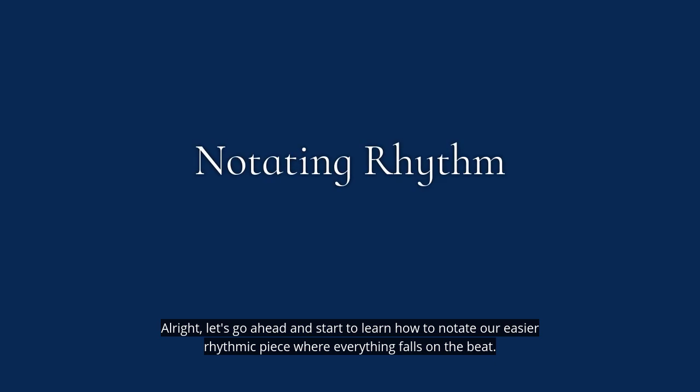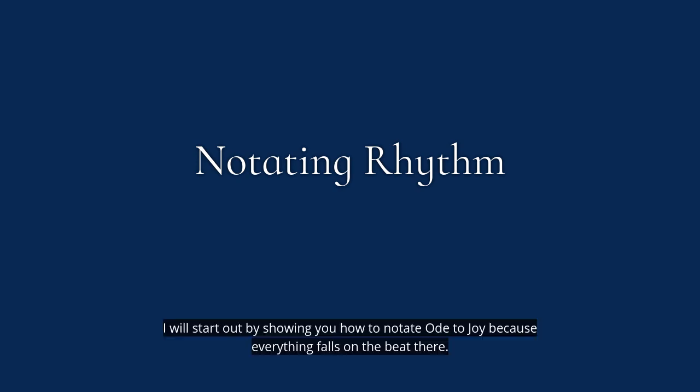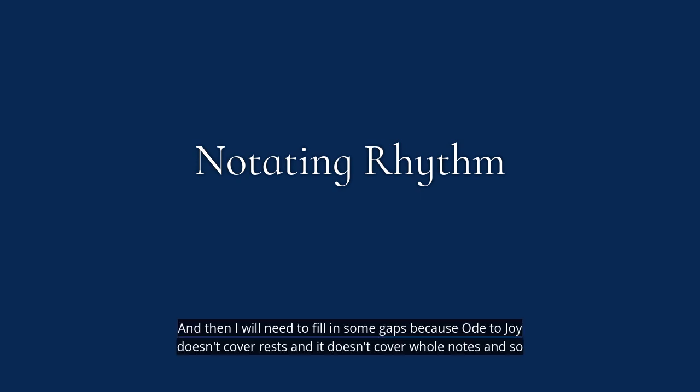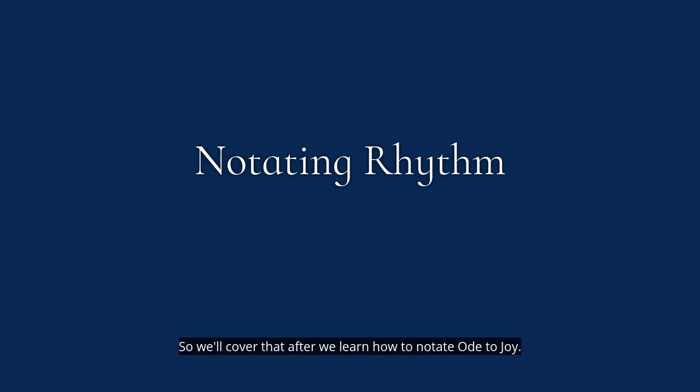Alright, let's go ahead and start to learn how to notate our easier rhythmic piece where everything falls on the beat. I will start out by showing you how to notate Ode to Joy because everything falls on the beat there. And then I will need to fill in some gaps because Ode to Joy doesn't cover rests and it doesn't cover whole notes and so on. So we will cover that after we learn how to notate Ode to Joy.